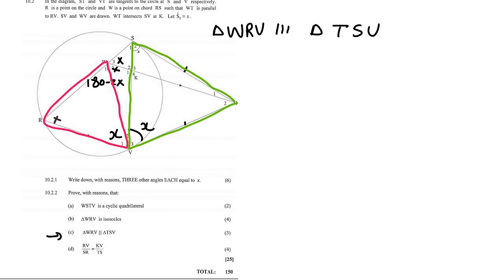Alright guys, two more questions. So, this one says, prove that WRV is similar to TSV. Okay, so, fairly easy. We can just say angle V3 is, we already learned that that was the same as angle R. That was tan chord theorem. Or you could even say proven, because we have proven it already.